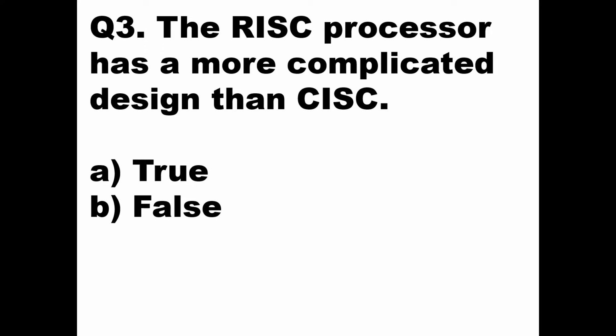The RISC, that is reduced instruction set computer, processor has a more complicated design than CISC. This statement is false because RISC has very few instructions. It is simple in nature. The design also is simple. It is not complicated. Complications come when you go for CISC. So here the answer will be false. RISC processor is not complicated. It is a simple processor, a simple design. Clear? Then we'll go to the next question.